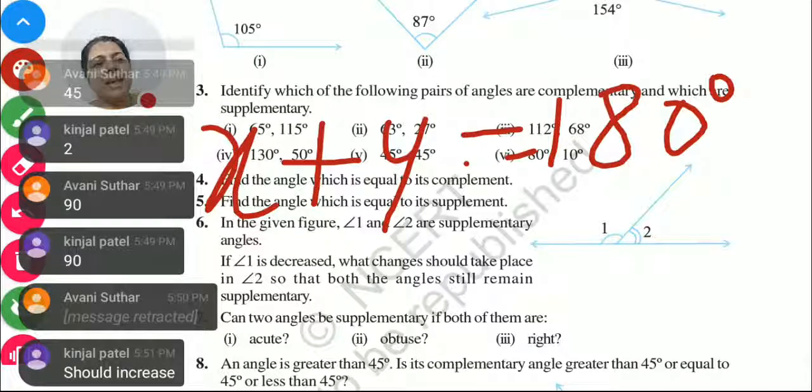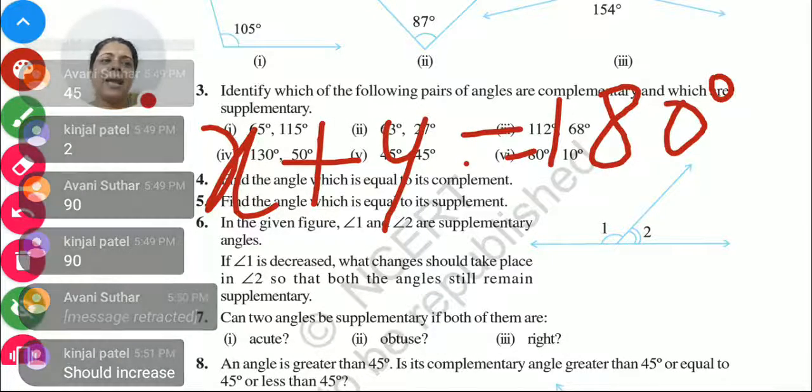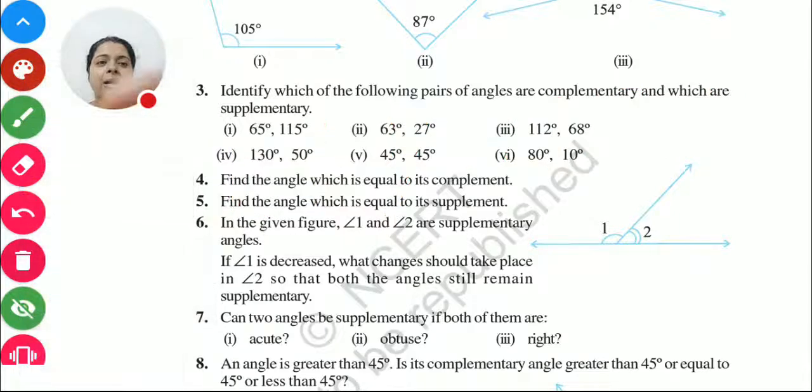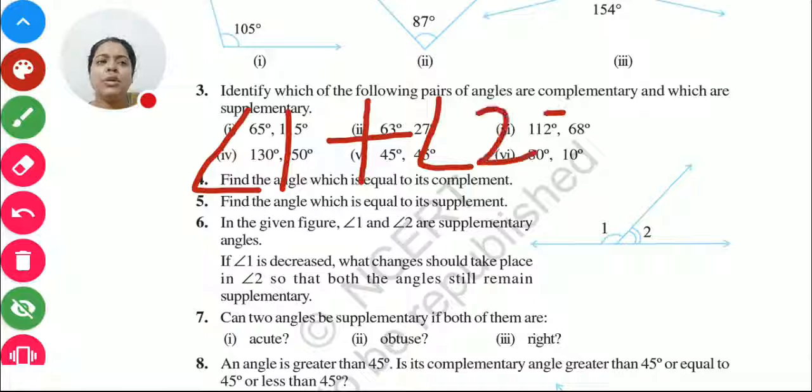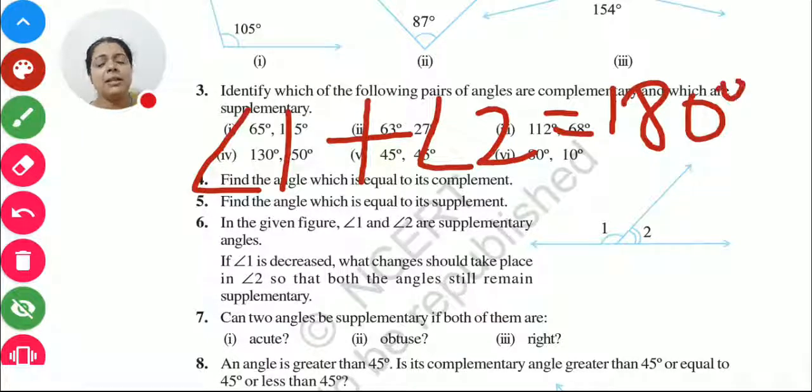If I take x, the general concept, if I take x which means angle 1, I don't take angle x and y. Angle 1 plus angle 2 is equal to 180 degrees. Because it's coming in the question paper in the exam that you have to prove it as well. How will you prove it? So as it is supplementary, we can easily say angle 1 plus angle 2 is equal to 180 degrees.